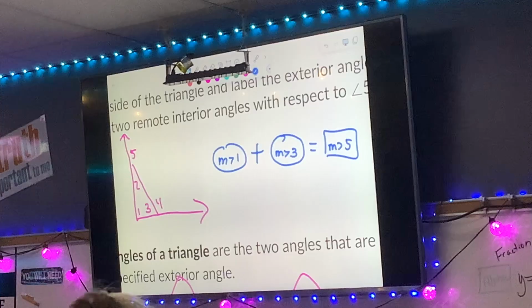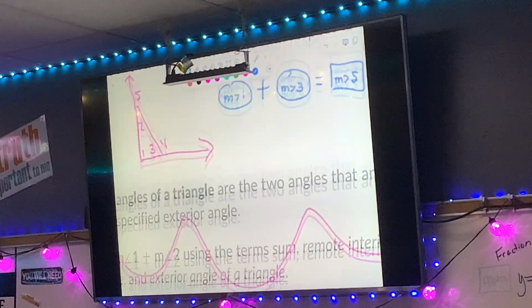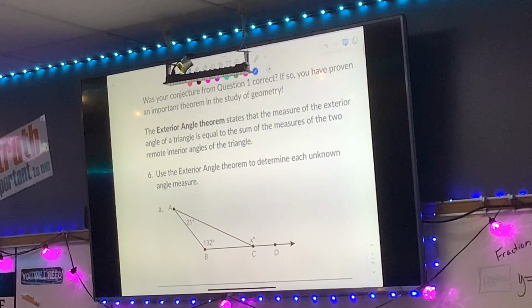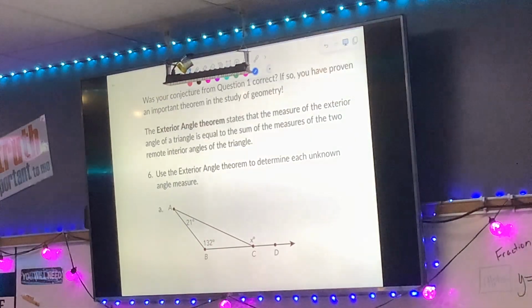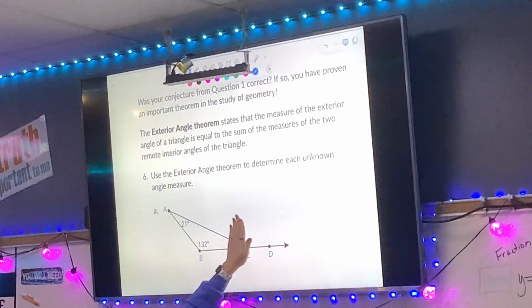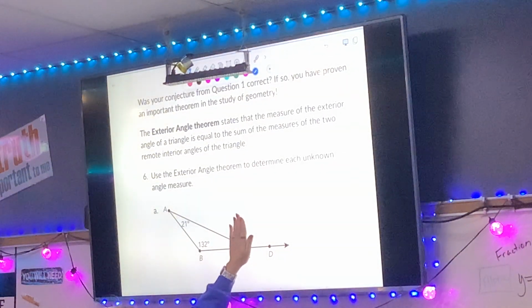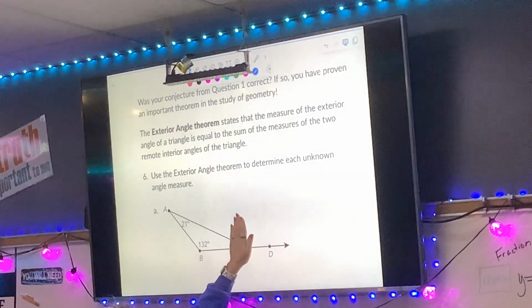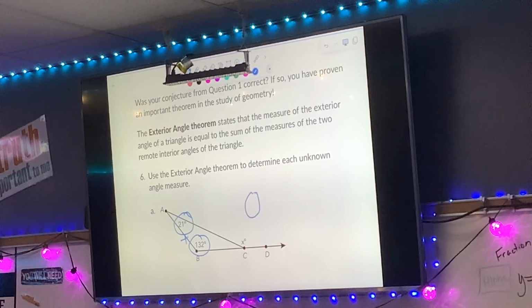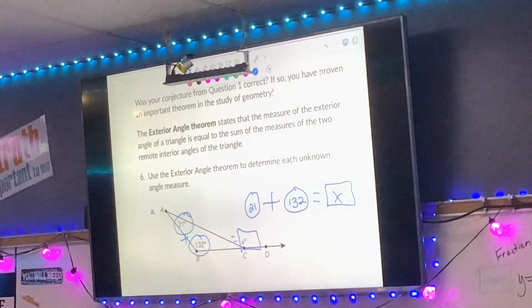Okay, here you go. We're going to skip to the next page. And this is the exterior angle theorem. Let's actually look at it with real numbers in it. I'm going to take my hand and cover this. What are my remote interiors? 132 and 21. Perfect, those are my circles. So I would put 21 and 132, and in my box, my answer will be x.